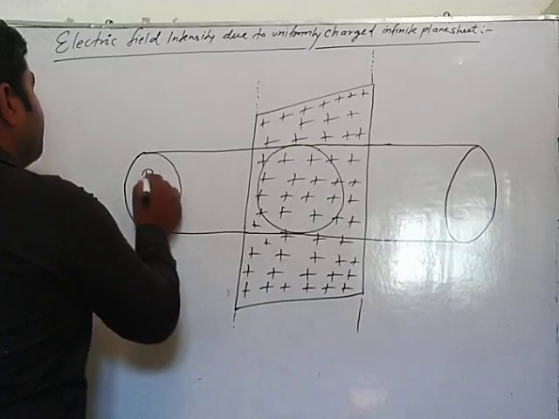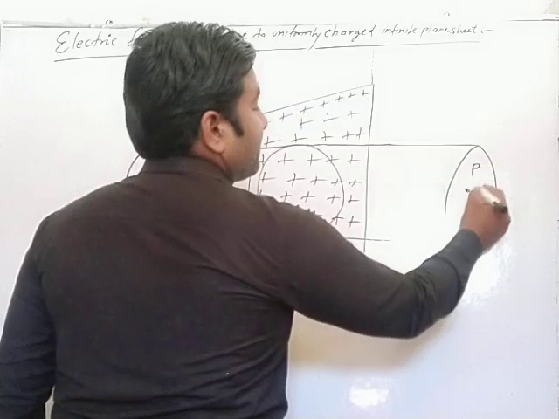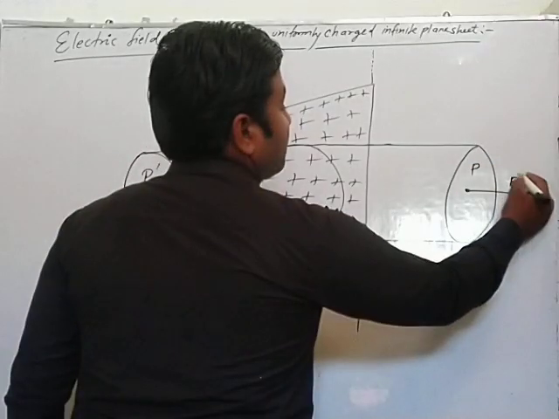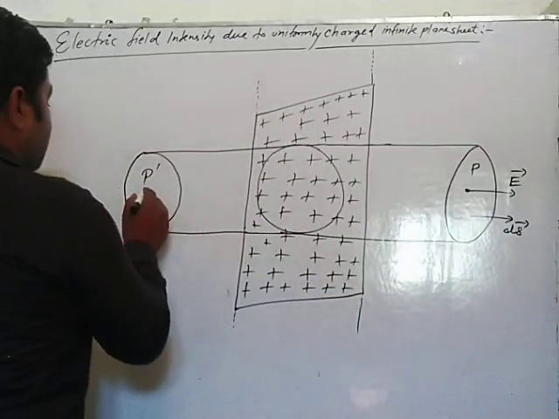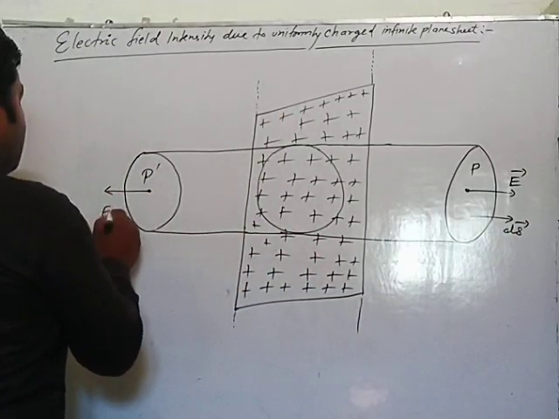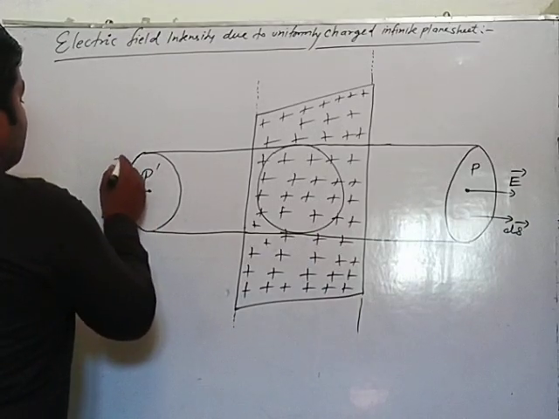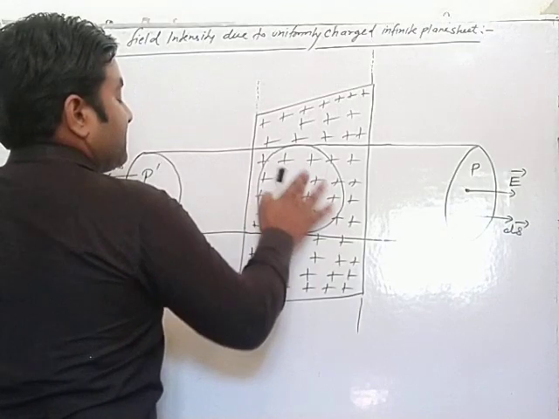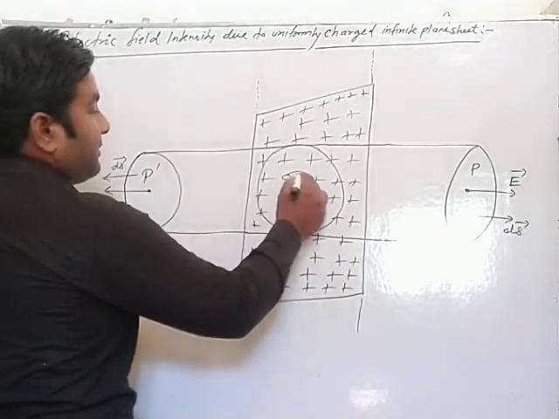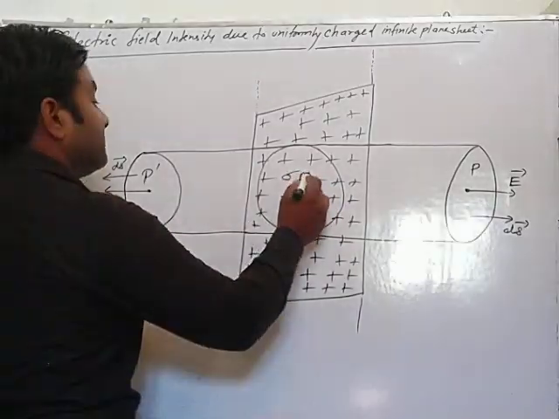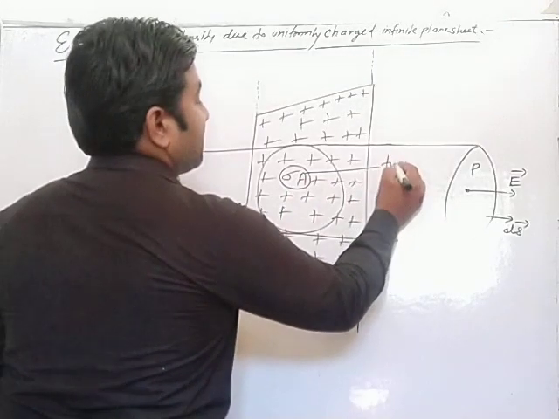Suppose this one is point P dash and here is P. The electric field here is E and the area vector is ds, the same as the electric field here E and area vector ds. If sigma is the surface charge density, then the total charge will be what? That is sigma A. This is the total charge.